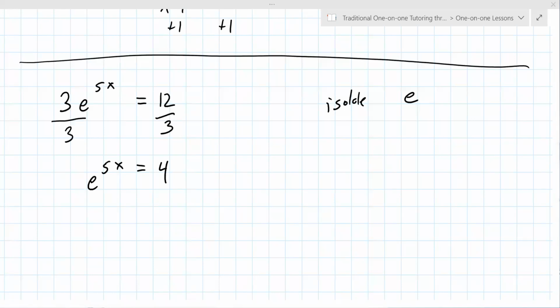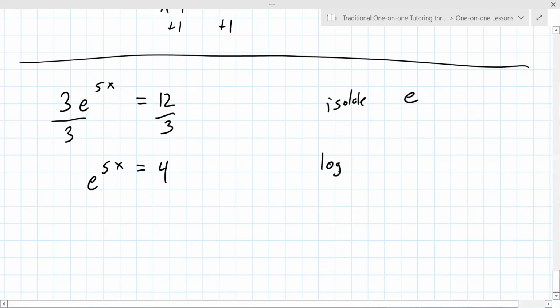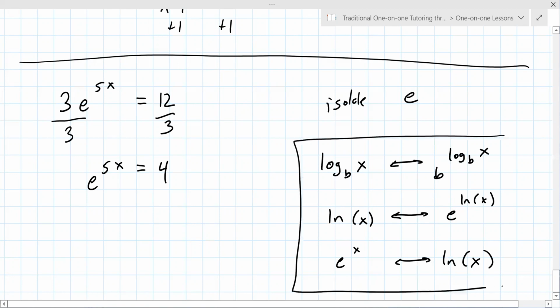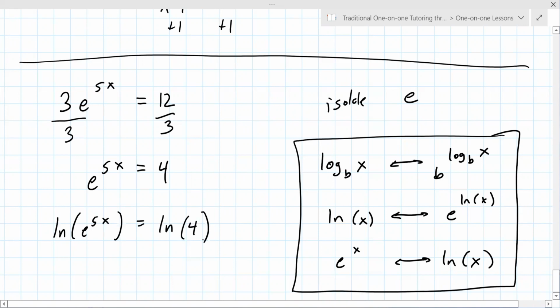So to undo E, maybe I should make this clear. If you have a log base B of X, you undo it with B to the log base B of X. If you have ln of X, you undo it with E to the ln of X. And if you have E to the X, you undo it with natural log of X. This is almost everything. So for being very formal here, showing all your work, you take the natural log of both sides of the equation.